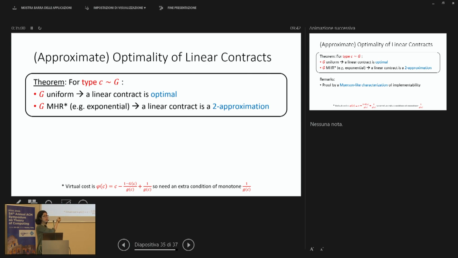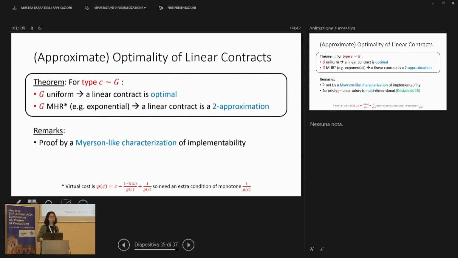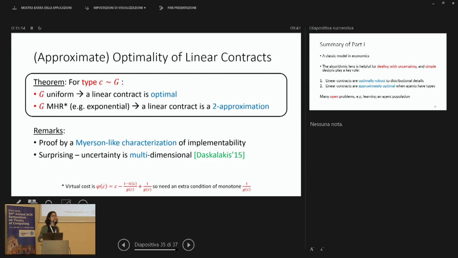For example, if it's exponential, then linear contracts are a constant factor approximation, a factor 2 approximation. This is proved by a Myerson-like characterization of implementability, and we were quite surprised by this because of the multi-dimensional nature of the incentive constraints. They have an unknown type and unknown effort, so they're two dimensions, and indeed we can show that a lot of the complexities of multi-dimensional mechanism design pop up, but still, a bit surprising positive result.